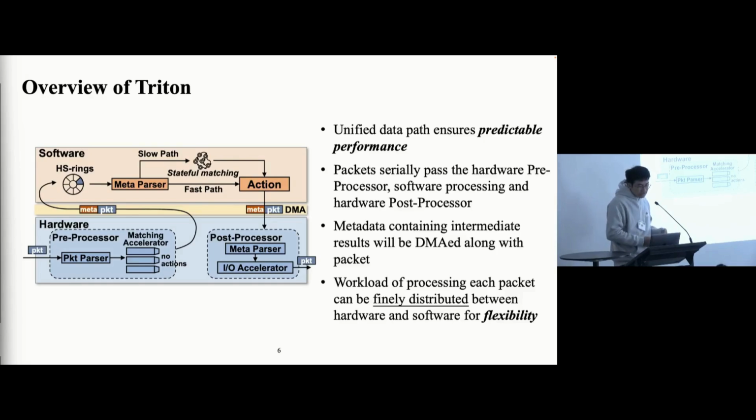To resolve the architecture issue in the separate paths, we developed Triton. Looking at the picture on the left, it has only one unified data path, and that ensures predictable performance. So in Triton, packets serially pass the preprocessor in the hardware, then software processing, and at last the post-processor in the hardware. The software and hardware communicate via the metadata along with the packet. The metadata contains the intermediate processing result of the packet. So we believe in this architecture that we can finally distribute workloads between the hardware and software to achieve both flexibility and performance.